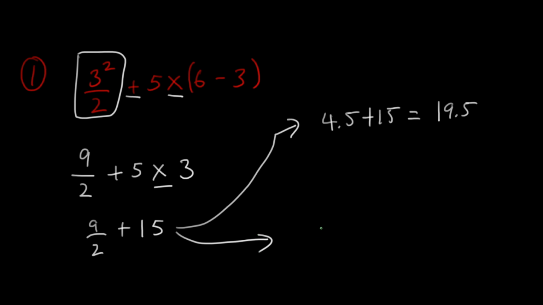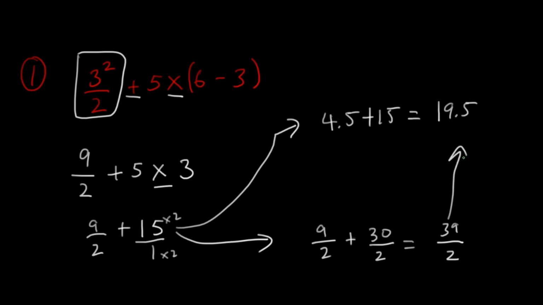If we do it with fractions, we need to get a common denominator. In this case, the common denominator is 2. So we're going to multiply the top by 2, and we're going to multiply the bottom by 2. You can think of this as 15 over 1, and we multiply the top and bottom by 2. And then once you have a common denominator, you can add the numerators, so we get 39 over 2, which is the same thing as 19.5 if you do 39 divided by 2 in your calculator. If you're struggling with fractions, you can check out the video on your screen now.